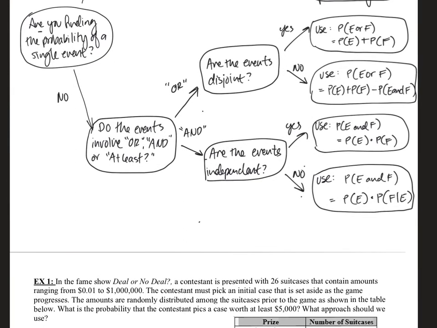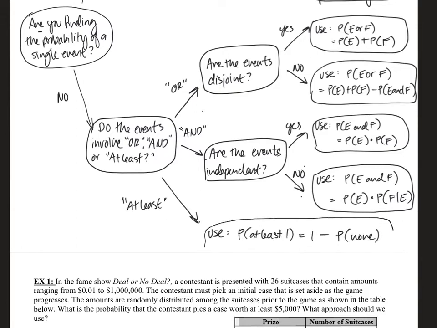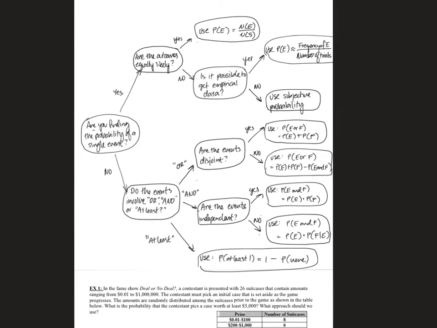And lastly, the at least statement. For at least, we're going to use the probability of at least 1 equals 1 minus the probability of none. Alright, so definitely a good chart to study. Okay, so we have these different options, the split-offs. The main questions to ask are always the good questions to ask yourself in your mind.